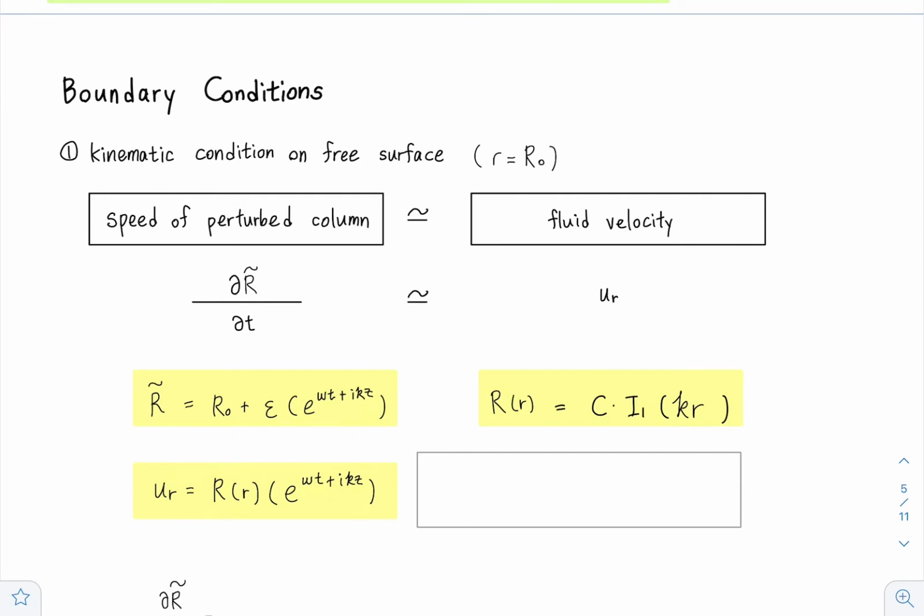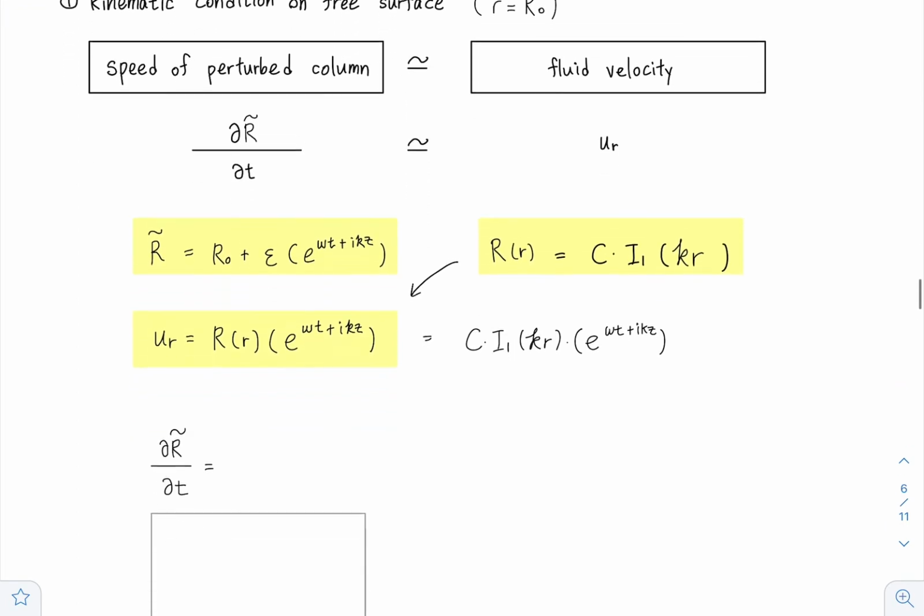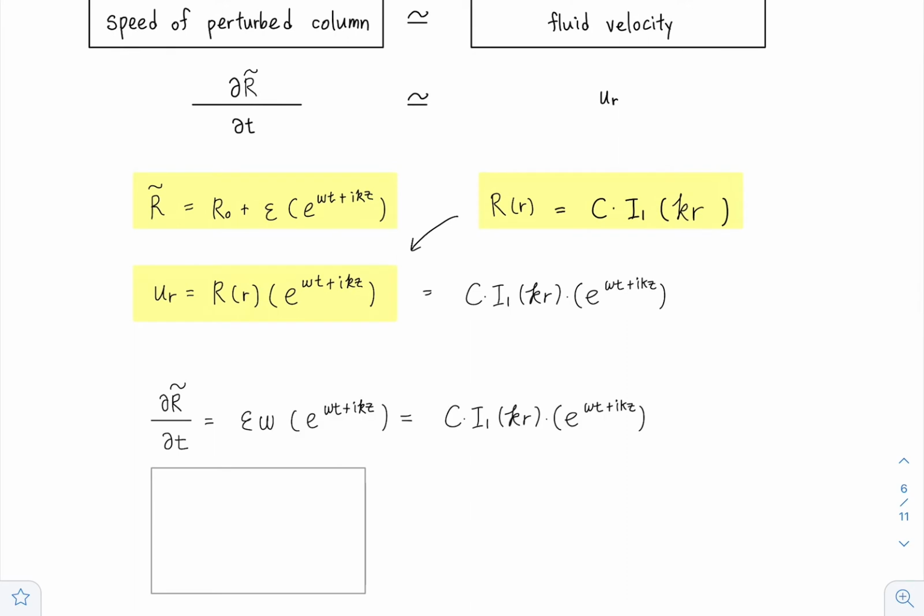Another important fact here is that if we plug this R inside this ur, we're gonna get our final expression for ur, which is this guy. It's simple now. We just have to do what this equation is telling us to do, which is to take the derivative of r with respect to time. Okay, we took it and it's this. It says epsilon omega times the exponential term, which is equivalent to this, which originated from our ur.